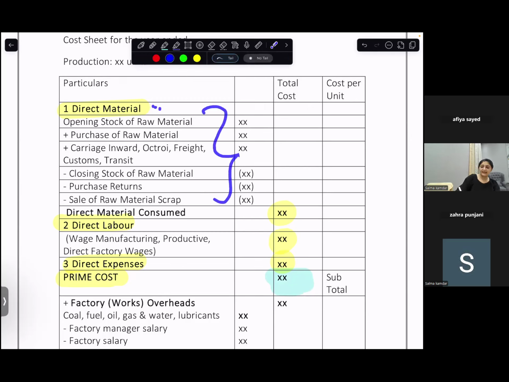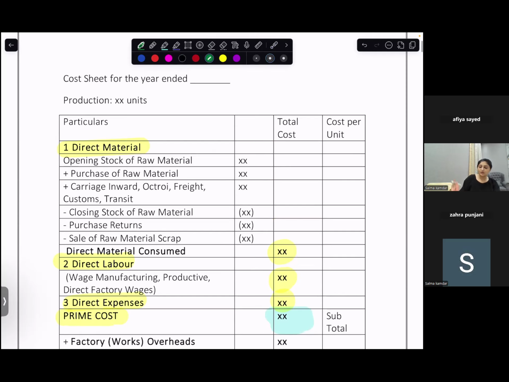When I talk about direct material and I am trying to make a cost sheet, why am I making a cost sheet? To find the cost of production, or I would say I'm making the cost sheet to find the cost per unit.